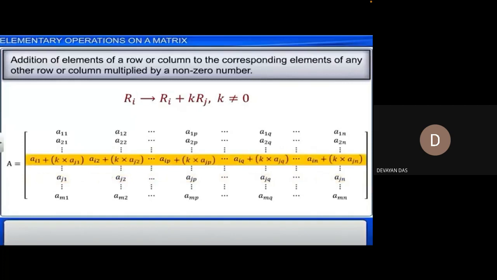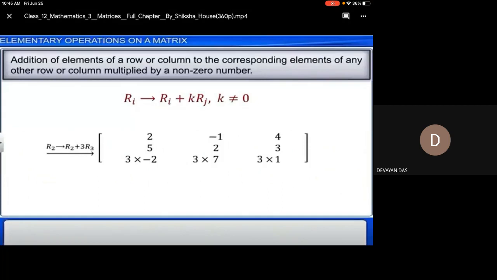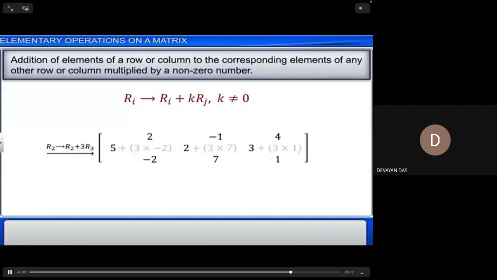So this lower one will not change, the jth column will not change. We are changing the ith row. So now this one you see here. Everyone should understand here. R2 tends to R2 plus 3R3, we read it as R2 tends to R2 plus 3R3. It means multiply the third row by 3 and add it to the elements of the second row.